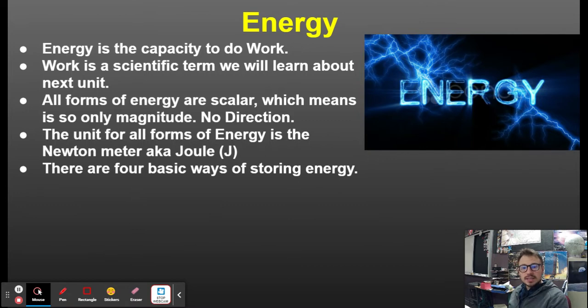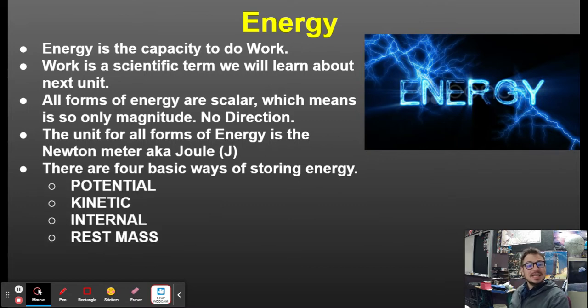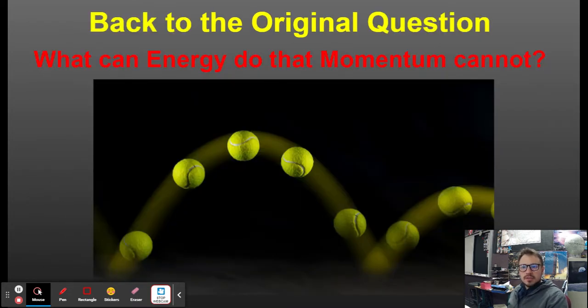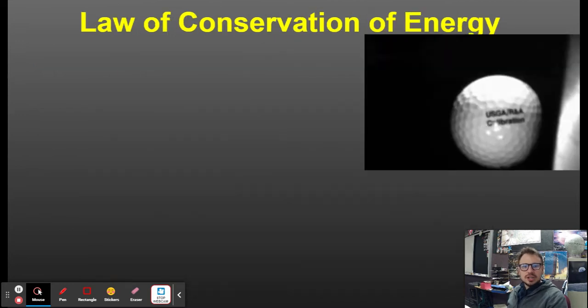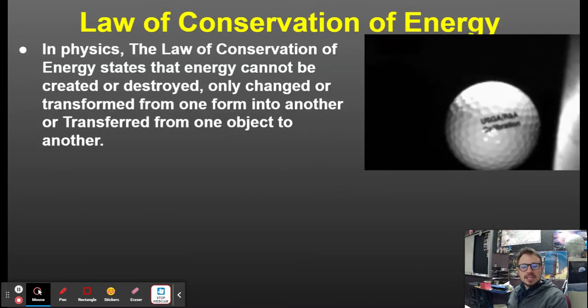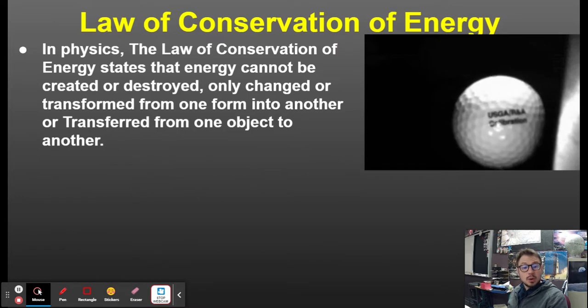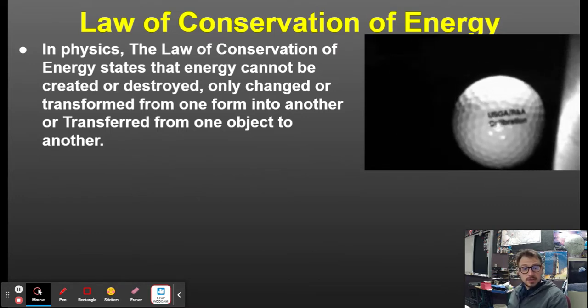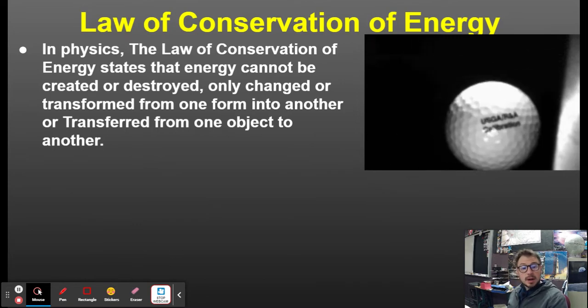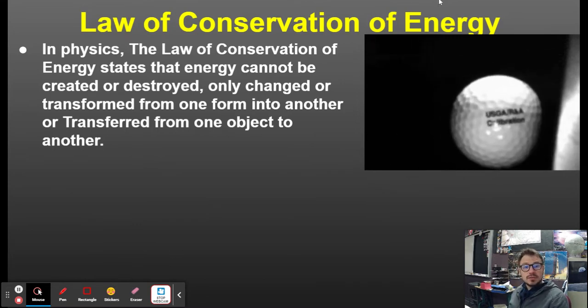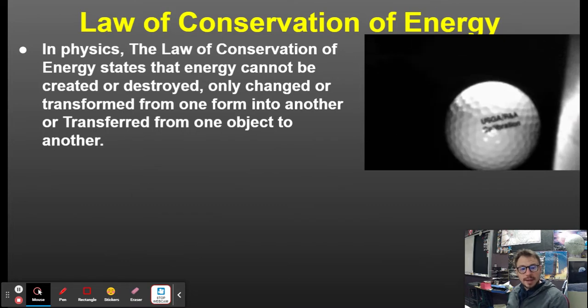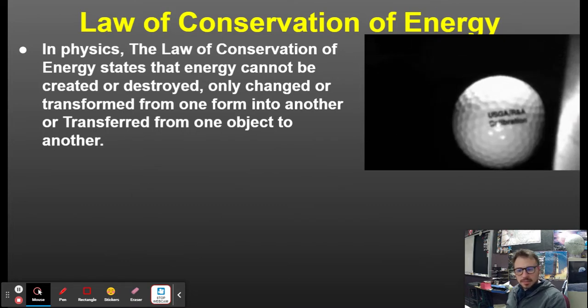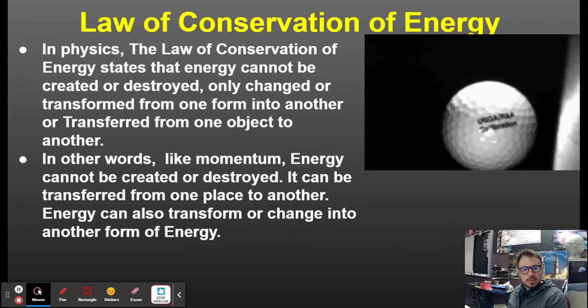So there are four basic ways of storing energy: potential energy, kinetic energy, internal energy, and rest mass. And these are broken up into different categories as well. So if we ask this question, what can energy do that momentum cannot? Well, that brings us to the law of conservation of energy. So, like momentum, energy cannot be created or destroyed. It can be transferred from one place to another, just like momentum. However, energy differs because there are different forms of energy that energy can transform and change into, but momentum cannot, because there's no other forms of momentum.